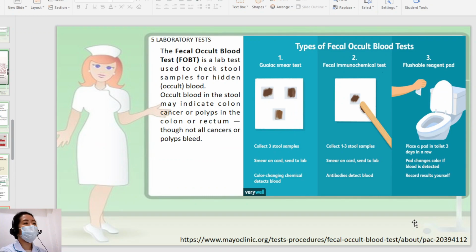Fifth lab test, fecal occult blood test or FOBT, is a lab test used to check stool samples for hidden occult blood. The occult blood in the stool may indicate colon cancer or polyps in the colon or rectum, though not all cancers or polyps bleed. So these are the three types of fecal occult blood tests. We do have the Guaiac smear test, fecal immunochemical test, and flushable reagent pad.